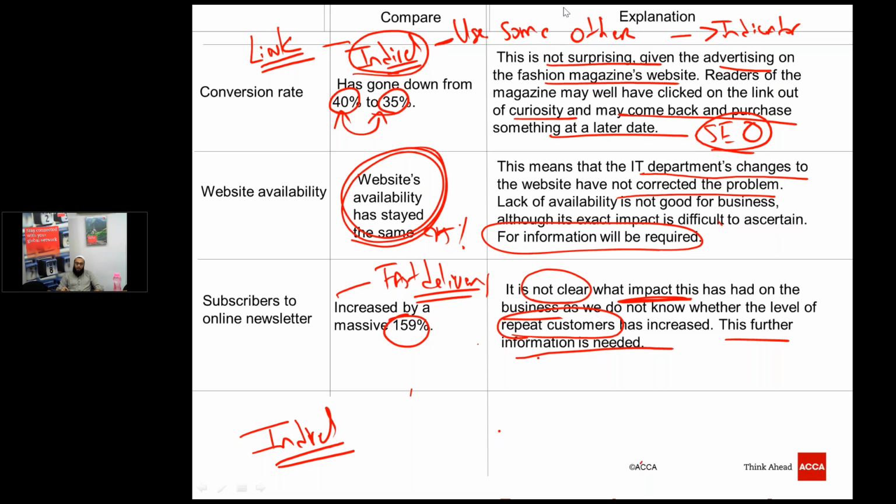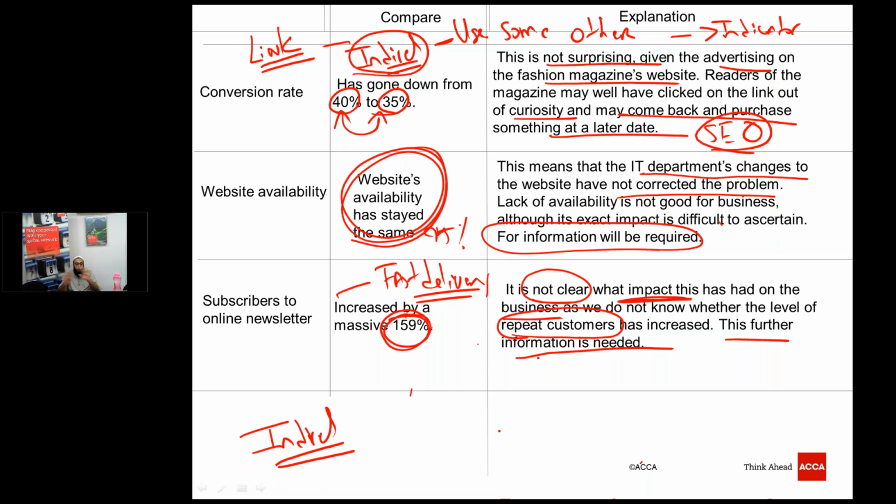So no information was given about the repeat customers here. Though it increased by 159%, to measure the exact impact of this on the business, we need further information as to how many came back, because this service is given only to those who came again. It's easy to subscribe. Now you are a customer, you came to the business for the first time, you subscribe.